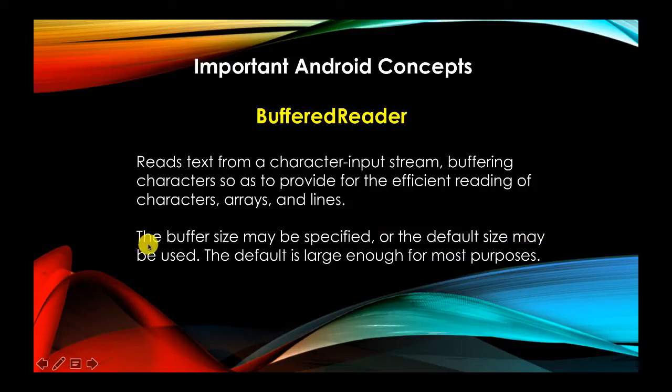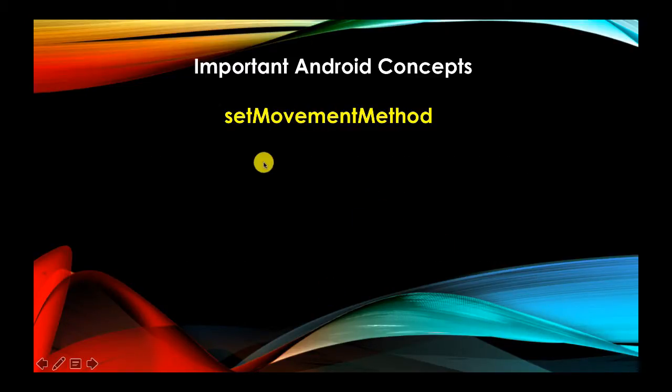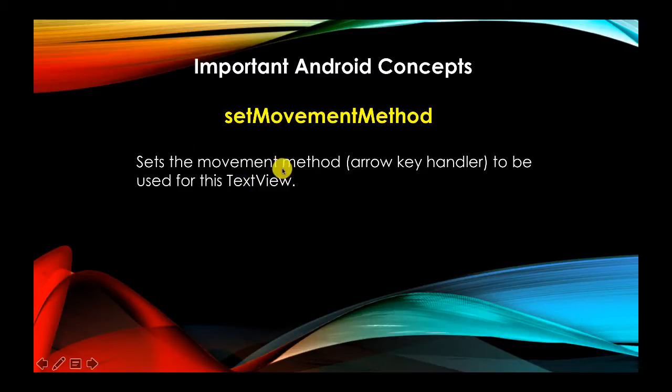Okay, so the buffer size may be specified or the default size may be used. The default is large enough for most purposes, so we're not going to specify any buffer size when we code this. Okay, and next is setMovementMethod. This is connected with your TextView since we are going to use TextView to display the contents of the text file. It sets the movement method, usually for arrow key handler, to be used for this TextView.